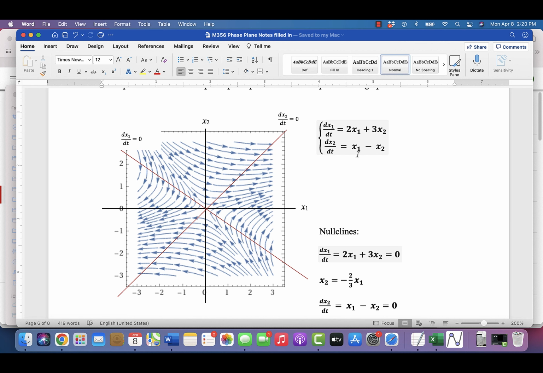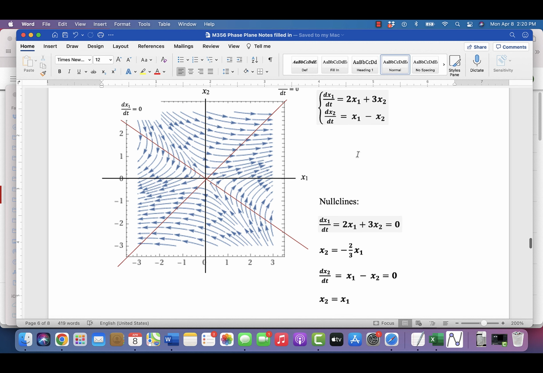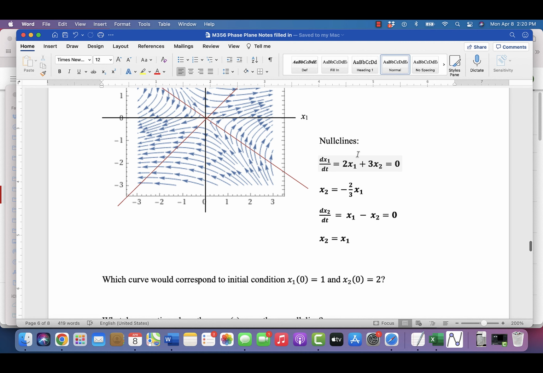Next, we'll look at how the null-clines and the solution curves interact. To do that, let's start out by asking ourselves which curve would correspond to initial condition x1 of 0 equals 1 and x2 of 0 equals 2. Notice this is telling us that at time t equals 0, x1, x2 is the point 1, 2. This is a point on the phase plane.